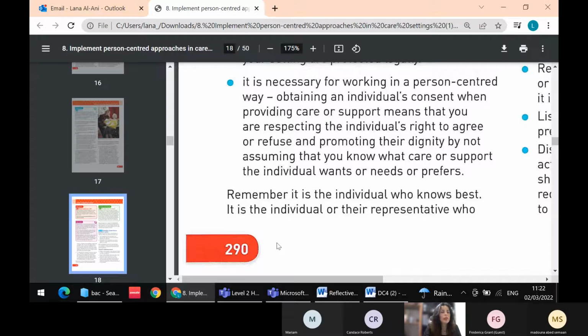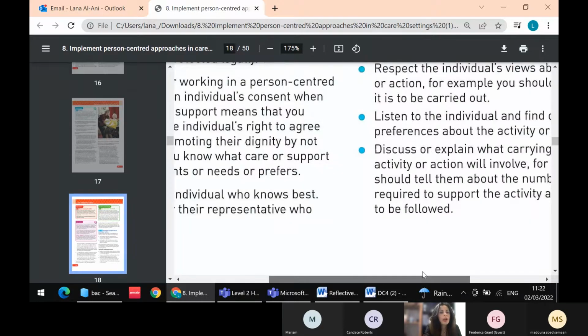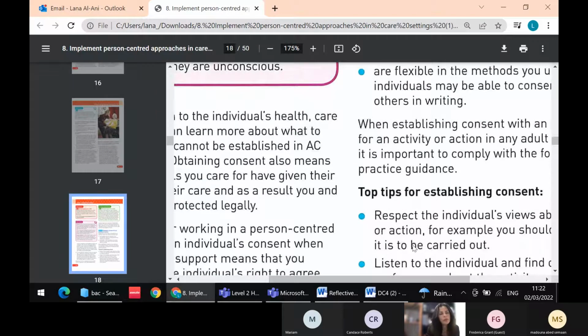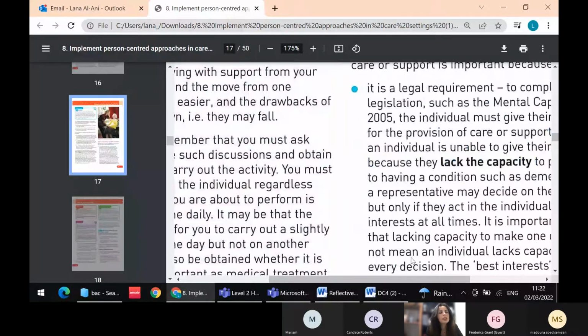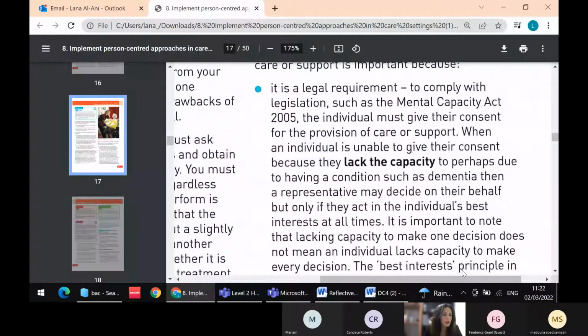So first of all, if you're doing the person-centered approach, why is it important? First of all, it's a legal requirement. For me, I need to comply with legislation such as the Mental Capacity Act 2005. The individual must give consent for the provision of care. If they are able, they would give me consent. If they are not able due to lack of mental capacity, then I should act on their behalf, and that would be in their best interest. If it is just simple day-to-day activities, then I can decide for them.